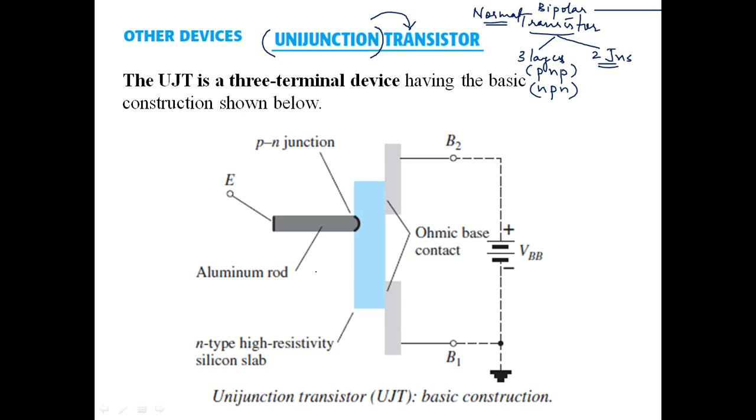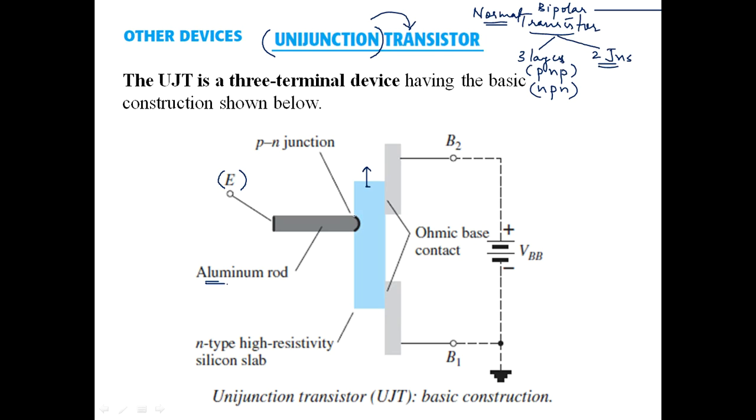The slide clearly shows you the construction of a unijunction transistor. So what components are present? Well, you have an aluminum rod, it's a metal. This acts as the emitter terminal of the unijunction transistor, and there is N-type silicon material, the blue colored region shown here. It's an N-type high resistive silicon slab.